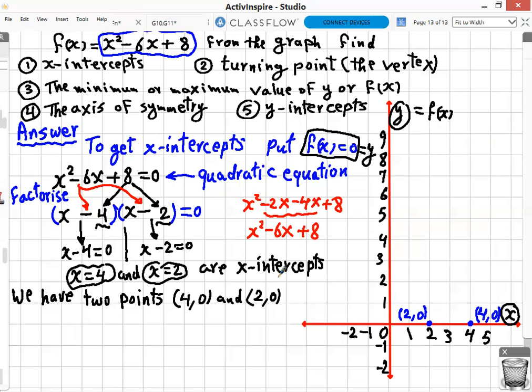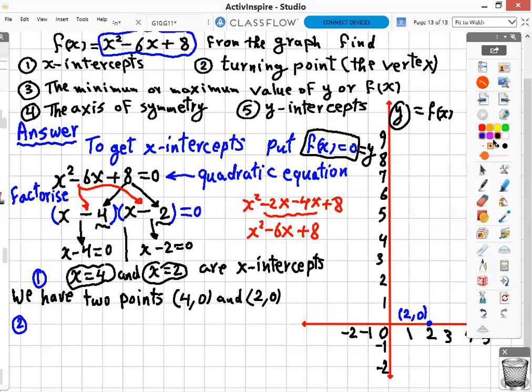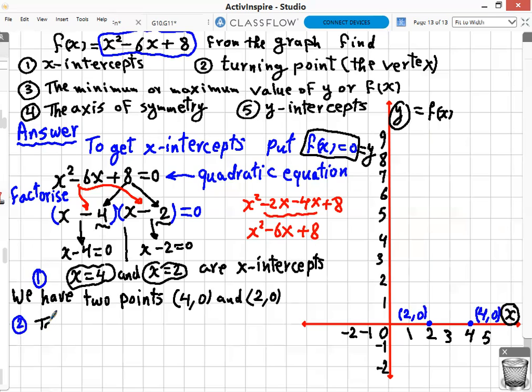Now one thing left: the vertex. Because some students asked about this, to get the vertex, it's in the middle between 2 and 4, correct? But how to get x? You will make x equals 2 plus 4 over 2, in the middle, to get the average. It will be 6 over 2 equals 3. Then x is 3.